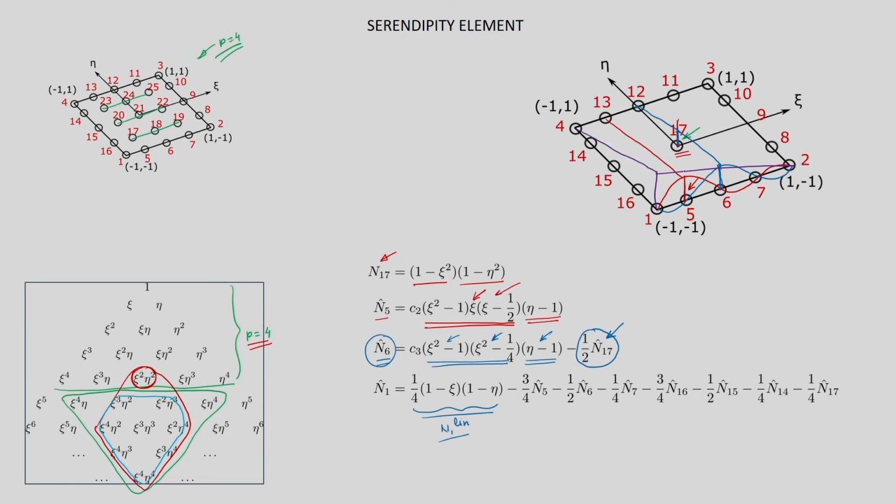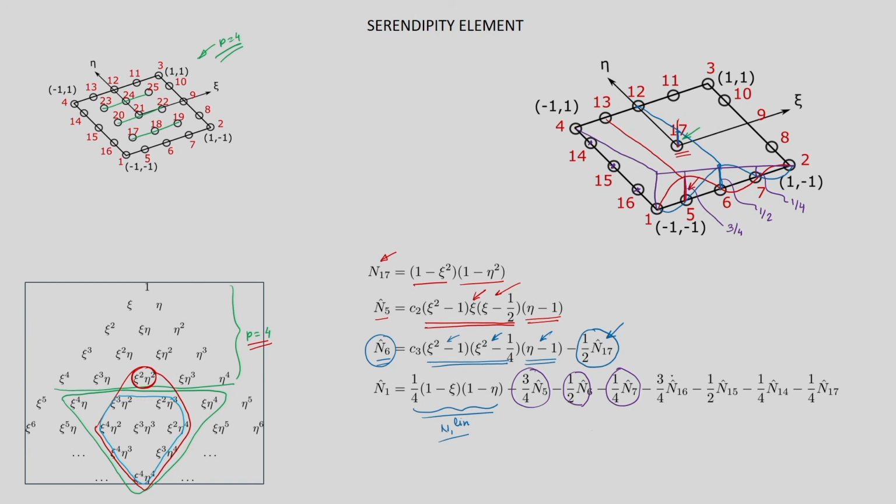And what is the value of N1 linear at node 5? This is basically 3 by 4. The value of N1 linear at node 6 is half, and the value of N1 linear at node 7 is 1 by 4. So, we are subtracting 3/4 of N5, half of N6 and 1/4 of N7. Similarly, in the eta direction we have to make it 0 at node 16, node 15 and node 14.